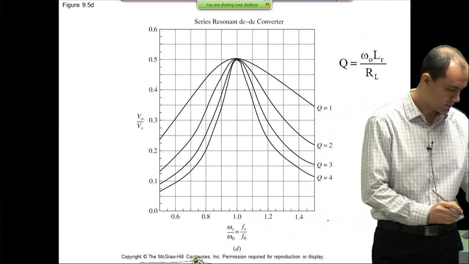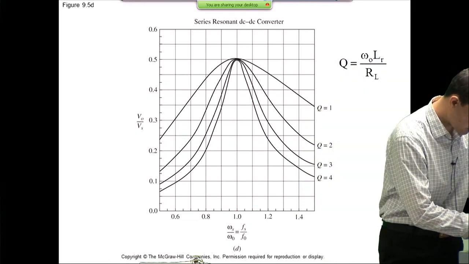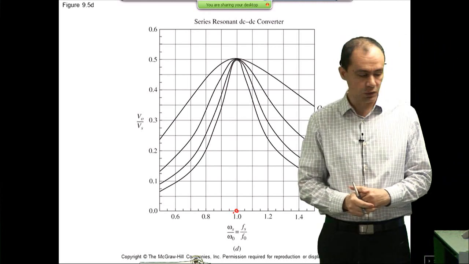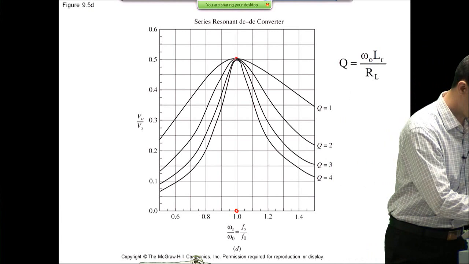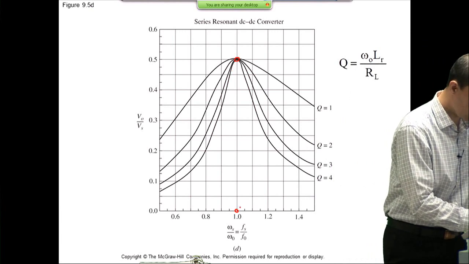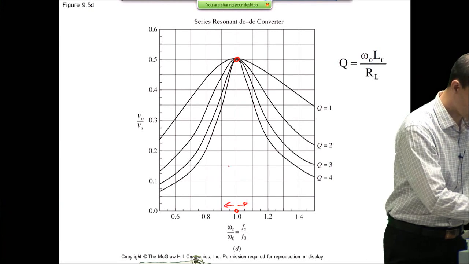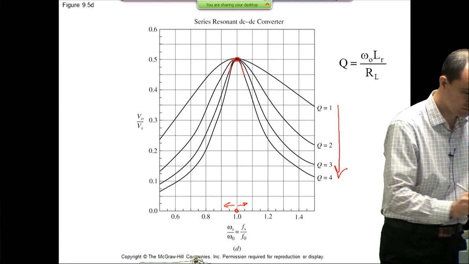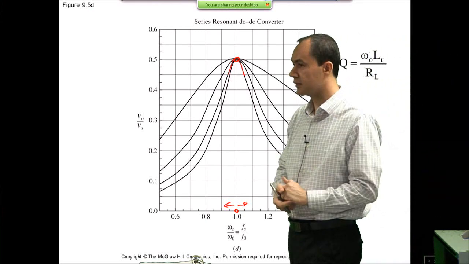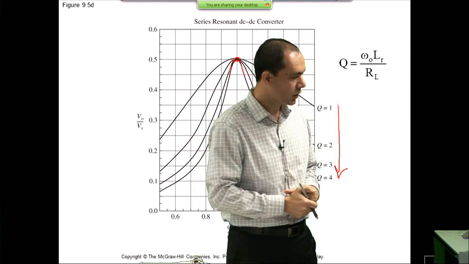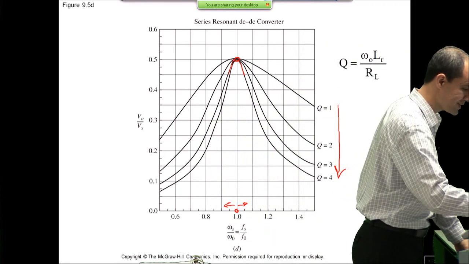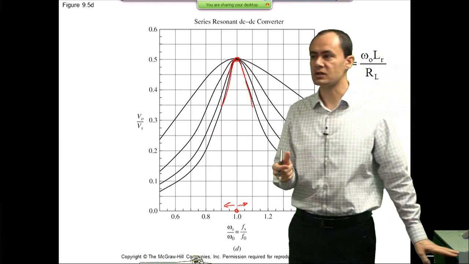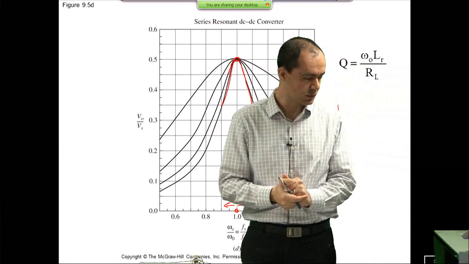Again, typical graphs. If the switching frequency and the resonance frequency are close to each other, you have a high gain. And if you deviate in either direction, your gain is going to go down a little bit. It also depends on your quality factor. If the quality factor increases, you are going to have more sensitivity to the difference between the resonance frequency and the switching frequency.